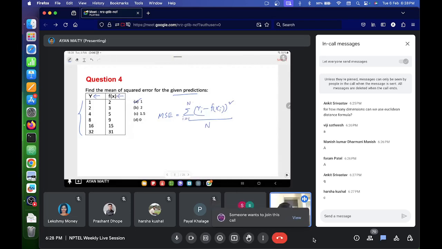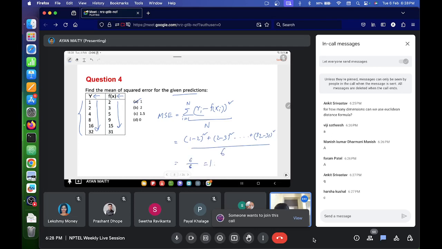In this case, these are the yi values, y0, y1, y2 up to y6, and these are the f(x0), f(x1), f(x2) up to f(x6). You just have to put these values into this formula. For the first data point it would be 1 minus 2 whole square, for the second data point it would be 2 minus 3 whole square, like this, and for the last data point it would be 32 minus 31 whole square, divided by 6. If you compute this it will be 6 by 6, which is 1. So the correct answer is option A.